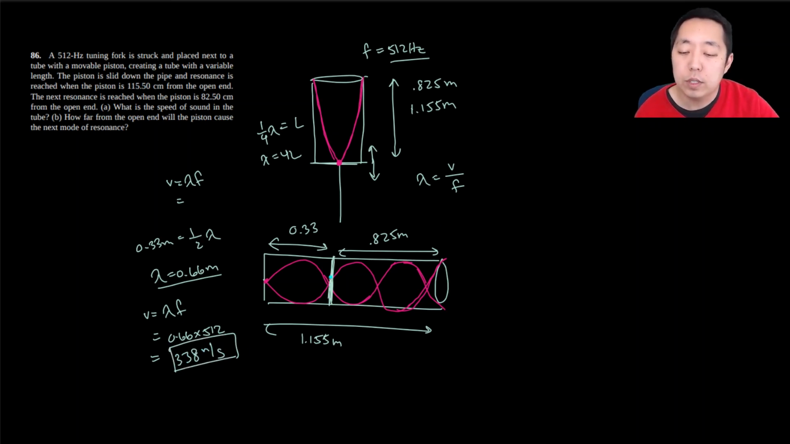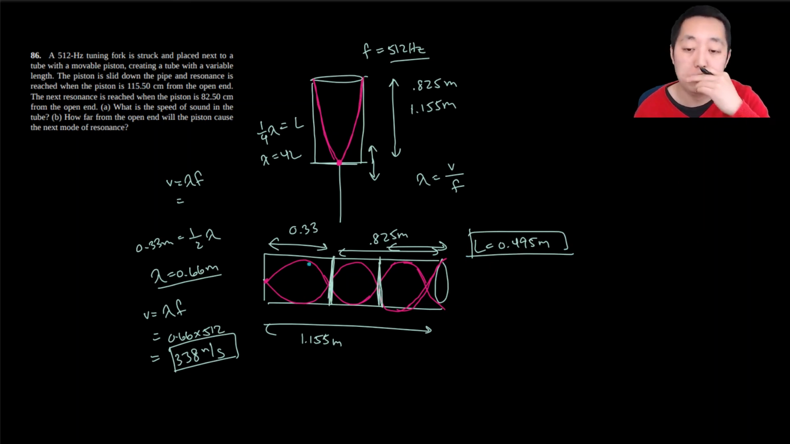Okay, cool. So then the next one is, what is the next distance going to be? Well, from this picture, it's very obvious now. I just need to move an additional 0.33 meters. So I subtract 0.33 meters, and this distance here is 0.825 minus 0.33. It happens at an L of 0.495 meters from the open end, would be where the next resonance is going to be. Okay.